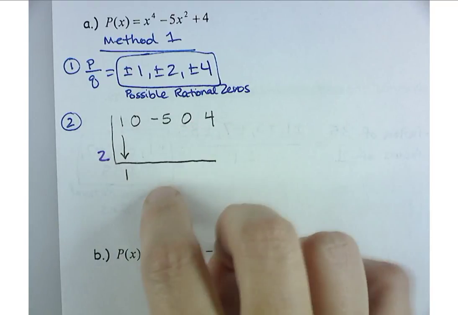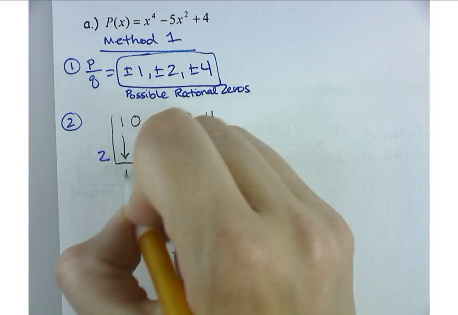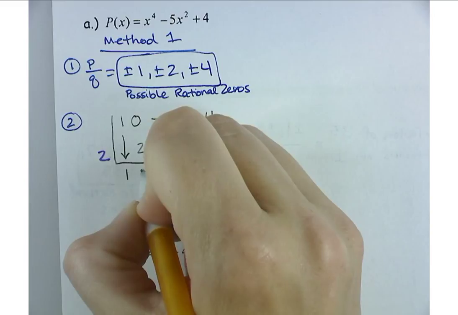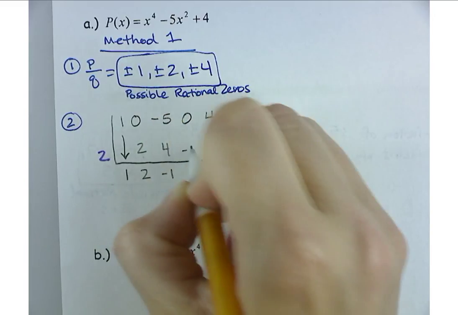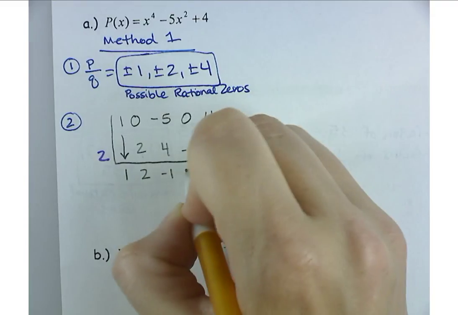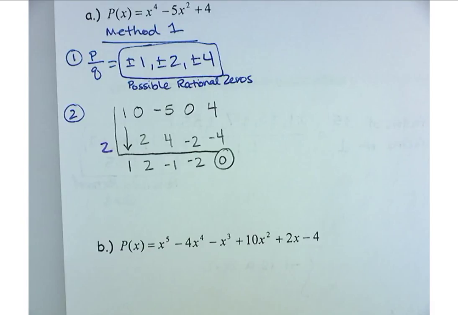Okay, so now we're going to do synthetic division. So 1 times 2 is 2, add straight down. 2 times 2 is 4, add straight down. You have -2, add straight down. Yay! Okay, so what that means is 2 is a 0.